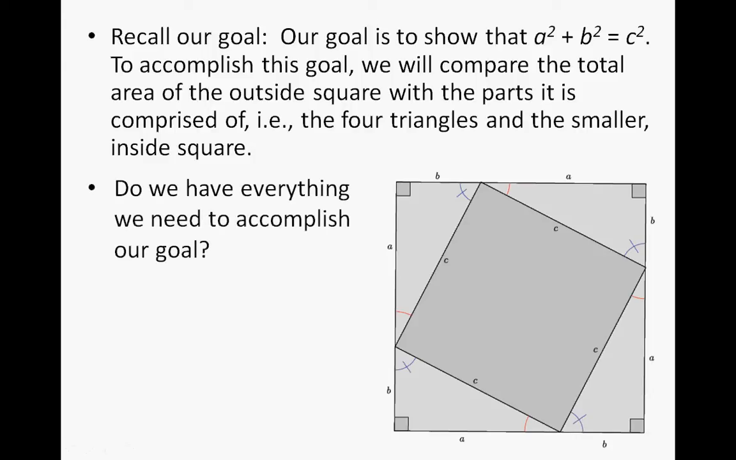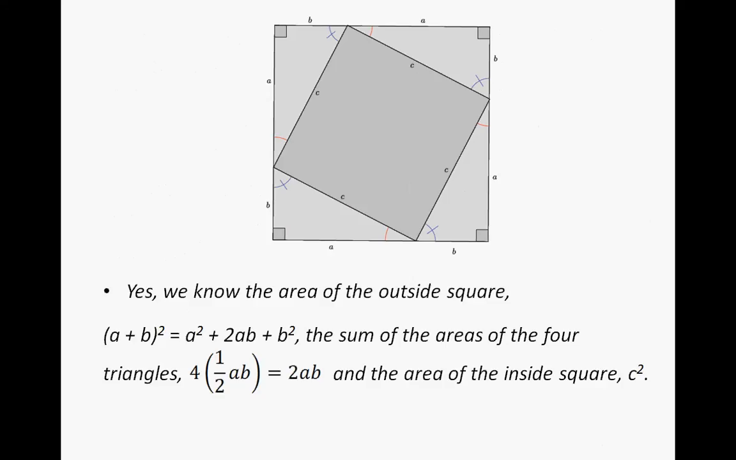Do we have everything we need to accomplish this? Absolutely. We know the area of the outside square. That was at the beginning when we did the quantity of A plus B squared. And then we factored it out and simplified it to A squared plus 2AB plus B squared. We also know the area of the 4 triangles. That was 4 times 1/2 AB, which can be simplified to 2AB, and we know the area of the inside square, which is C squared.